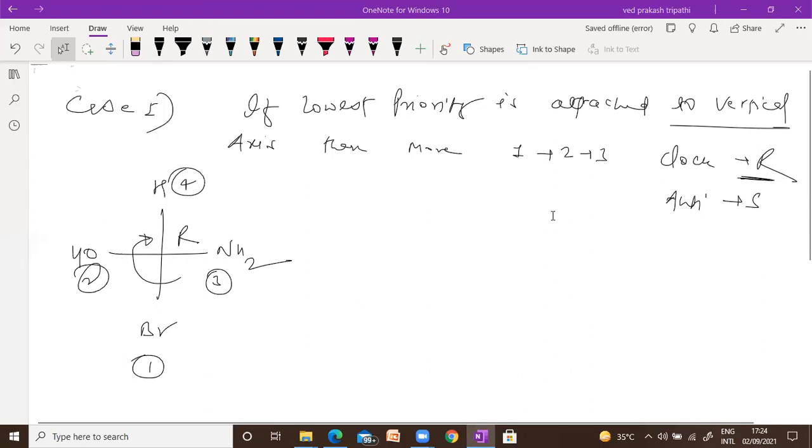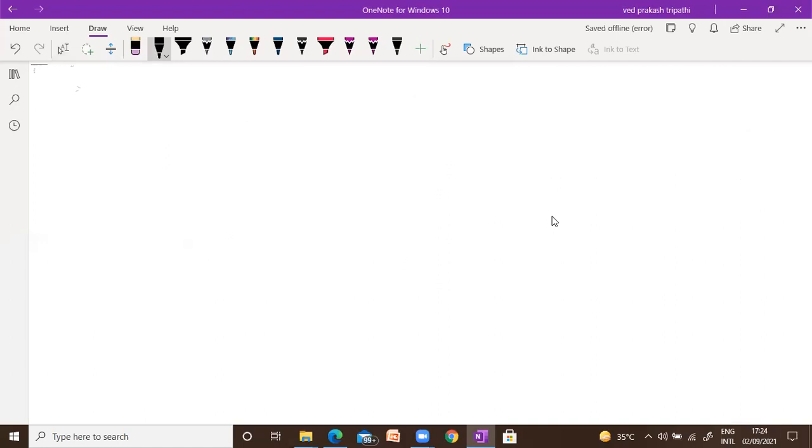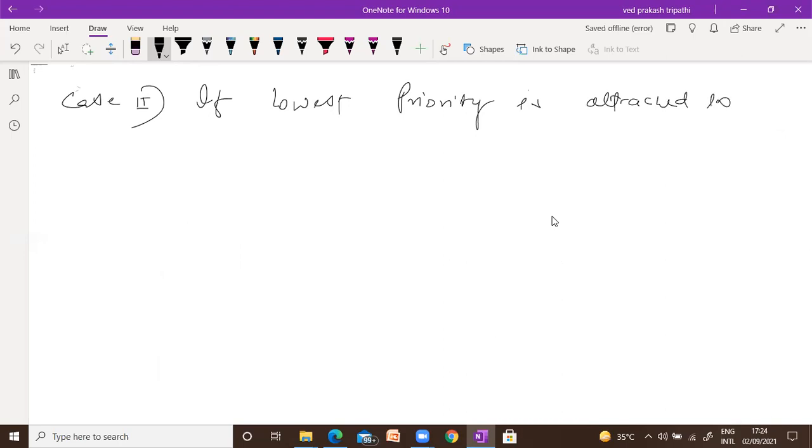So now I am going to discuss case 2. Case 2. If the lowest priority is attached to the horizontal axis, then move 1 to 2, 2 to 3. Clock will be your S, anti-clock will be R.